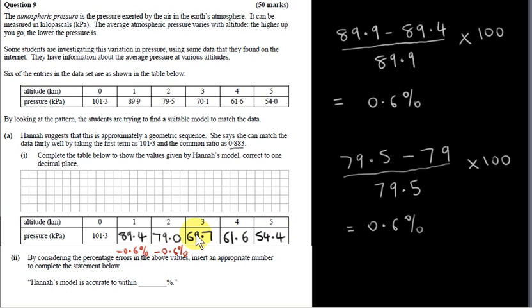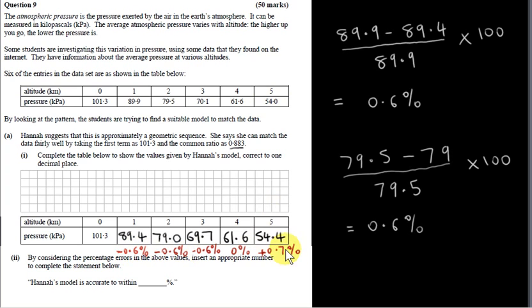If the value in the model is greater than the measured value, then I will make the percentage error positive. You can see that for the altitude at 4 kilometers, both the measured value and the value from the model are the same, so the percentage error is 0%. At 5 kilometers, the value from the model is actually greater than the measured value, so we have a positive percentage error.